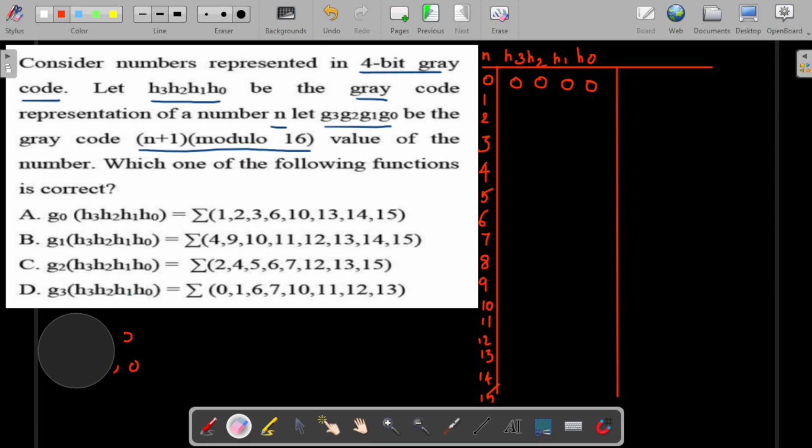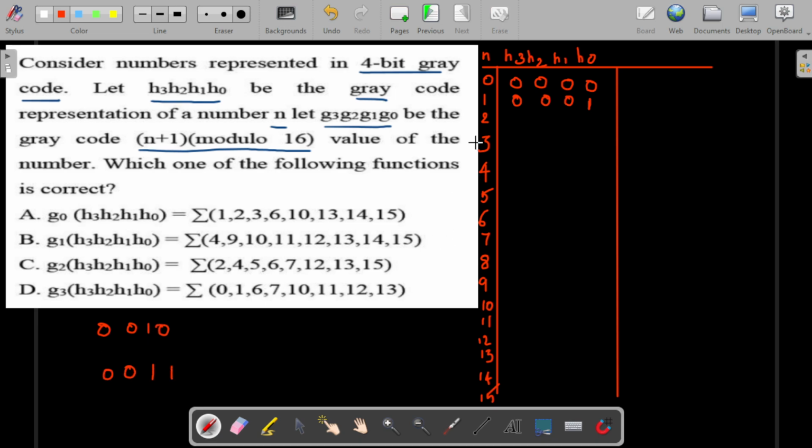Let me erase and rewrite it. The 1 can be written as 0 0 0 1. So the gray code of this one is 0 XOR 0, 0 XOR 0, 0 XOR 1, and 0 XOR 1 is 1. So this can be written as 0 0 0 1. For 2, 2 can be represented as 0 0 1 0. So this is 0, then 0, 1 and 1. This is the gray code representation, that is 0 0 1 1. I'm leaving this to you.